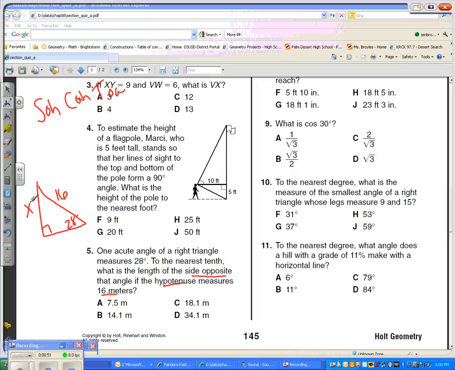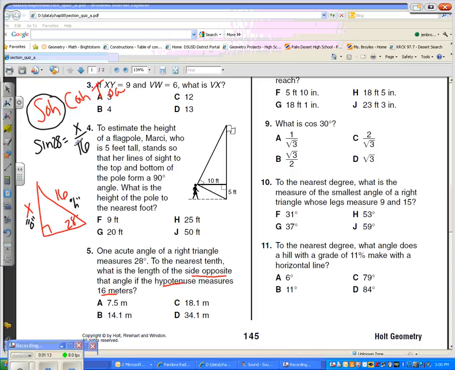Is it opposite, adjacent, or hypotenuse to the 28 degrees? Well, it's opposite. It told us in the problem. And it also told us in the problem that the 16 is the hypotenuse. So, which trig function uses the O and the H? That's sine. So, we know now that we're going to use sine of the angle equals opposite over hypotenuse.